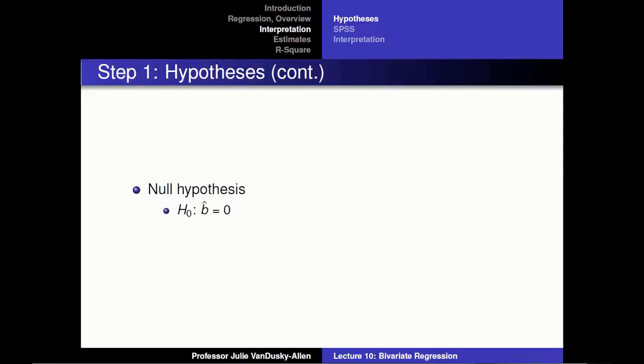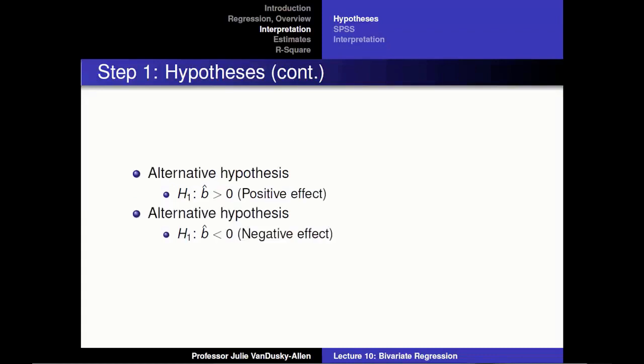The null hypothesis always says that the coefficient b hat is equal to 0. This means that you do not expect the independent variable to have an effect on the dependent variable. The alternative hypothesis always has a direction. It either says that the coefficient b hat is positive and greater than 0, or negative and less than 0.